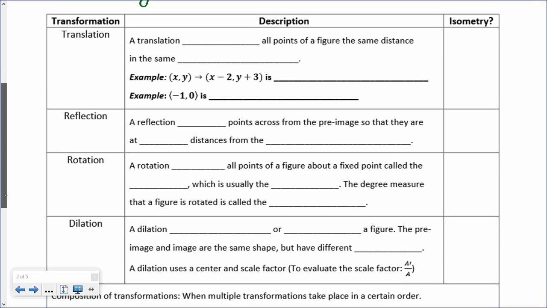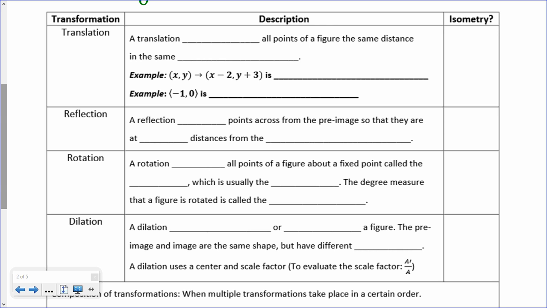So let's talk about the 4 different transformations. We have our translate. Do you guys remember translate? Mm-hmm. A simpler word for translate means to slide or shift. Right? A translation slides all points of a figure the same distance in the same direction.